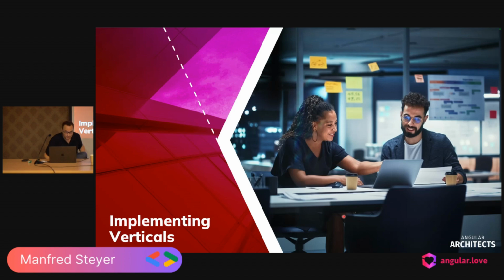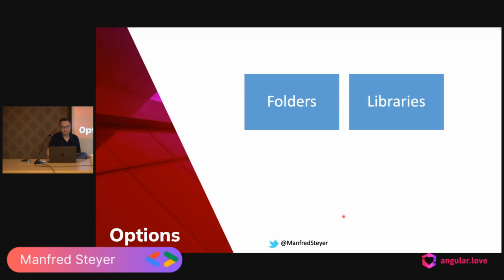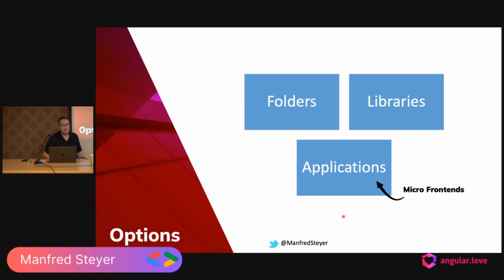Okay, this was a lot of theory, but now let's come to practice. Now let's talk about how to put all of this into our source code. And for this, we have several options. When you have identified your verticals, you could implement them as folders, as libraries, NPM packages, or applications, which is where Micro Frontends come in.